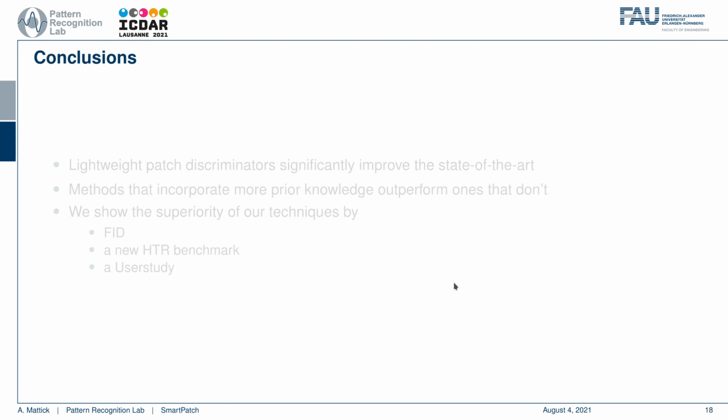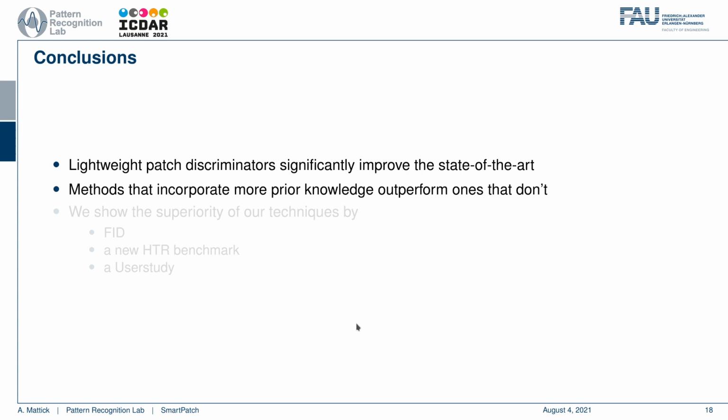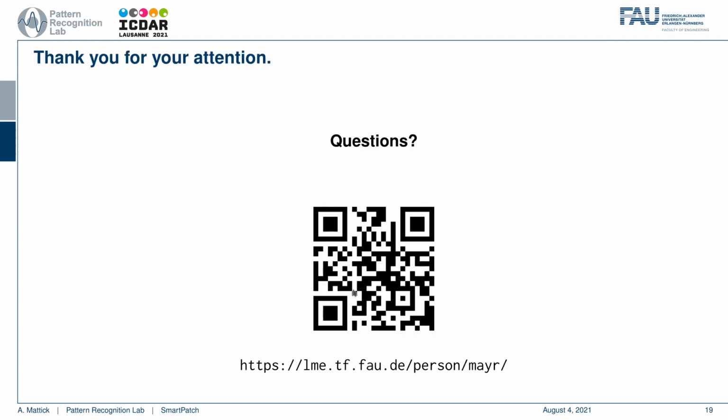In conclusion, we show that language patch discriminators significantly improve the state of the art in handwritten text generation. We also show that methods that incorporate more prior knowledge outperform the ones that don't. And we also show that our method is superior by first FID, then our new HDR benchmark, and then a user study. Thank you for your attention.